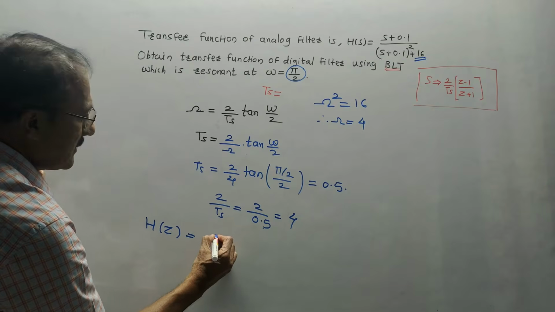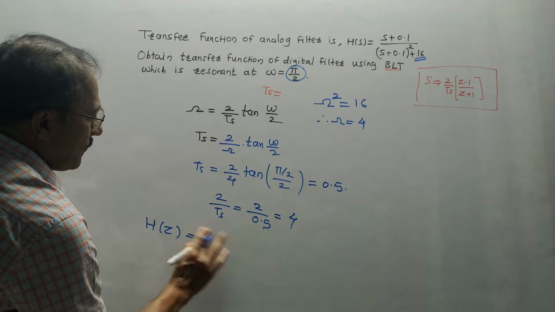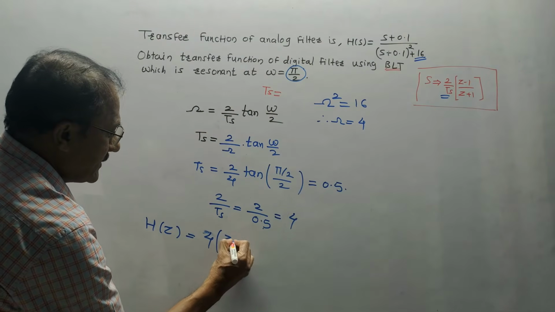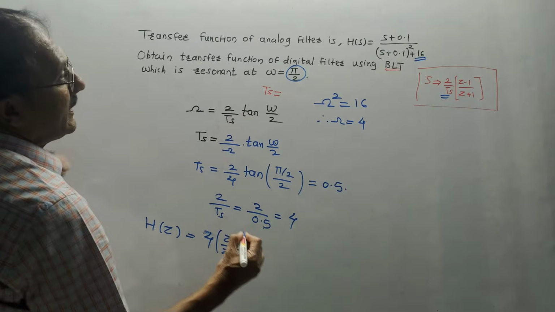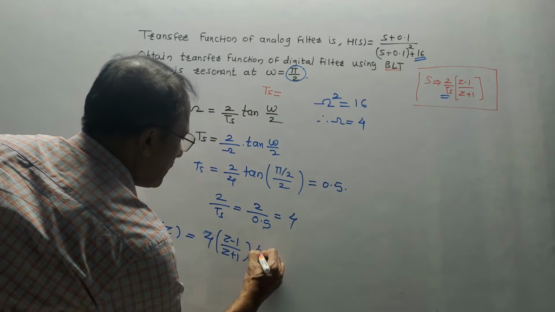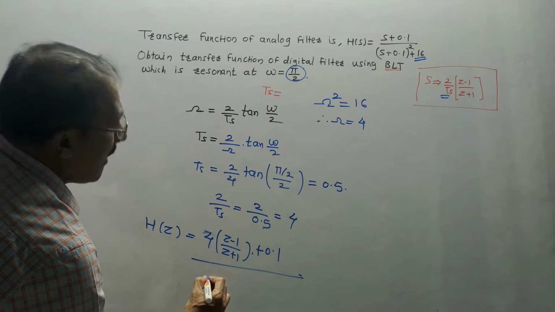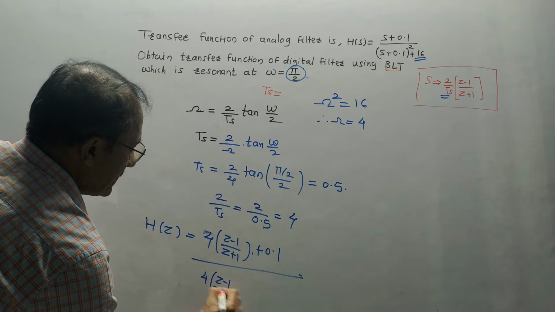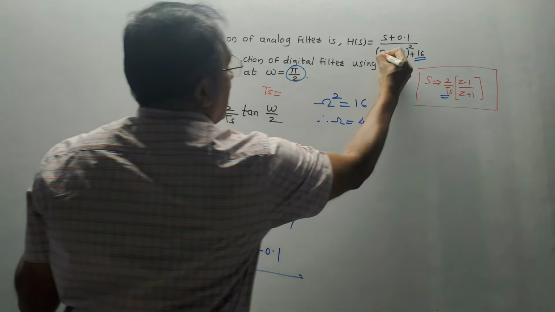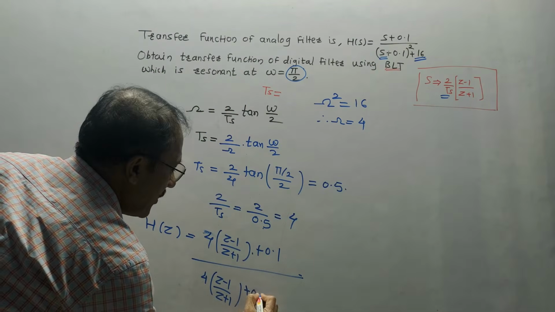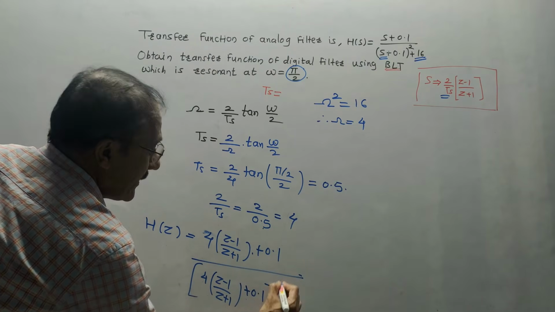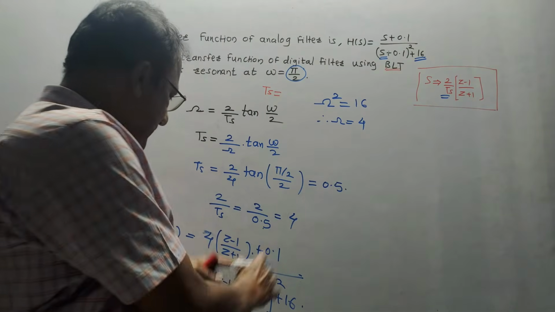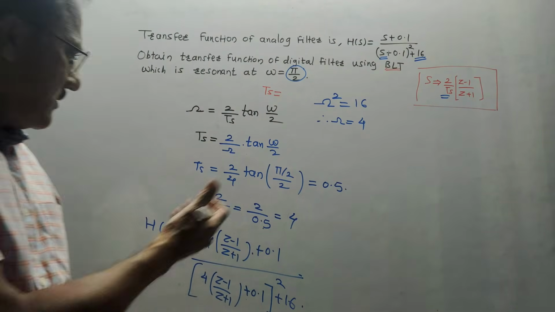So it becomes 4, I am putting the value of 2 by Ts, 4 into z minus 1 upon z plus 1, in place of s, plus 0.1, divided by the same thing, 4 z minus 1 upon z plus 1, in place of s, plus 0.1, the bracket square plus 16. If you want, you can further simplify it, but it is not necessary. Up to this step, the solution is okay.